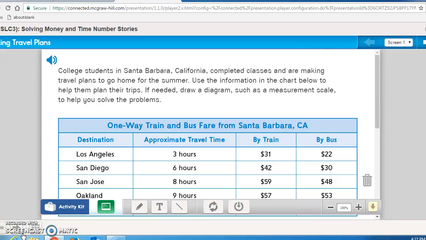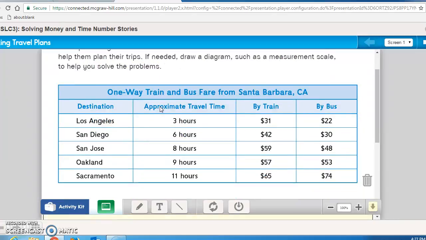College students in Santa Barbara, California, completed classes and are making travel plans to go home for the summer. Use the information in the chart below to help them plan their trips. If needed, draw a diagram, such as a measurement scale, to help you solve the problems. This is in your math journal, page 128.